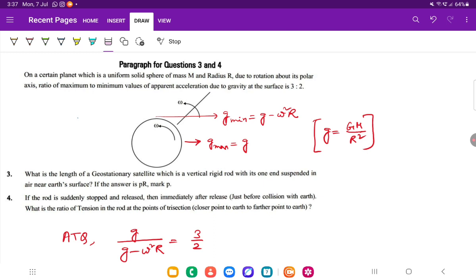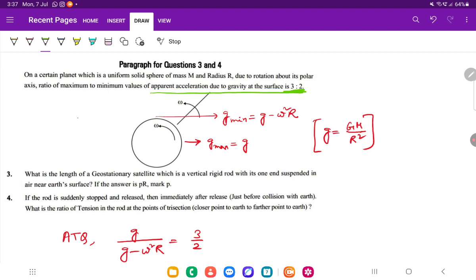So first we need to find out the length of the geostationary satellite, which is obviously in the form of a rigid rod. We are given data here that due to rotation, obviously g will vary on the surface of Earth. We also study the variation of g with height, depth and rotation, right? So it's the application of that concept. The apparent acceleration's maximum to minimum ratio is 3:2.